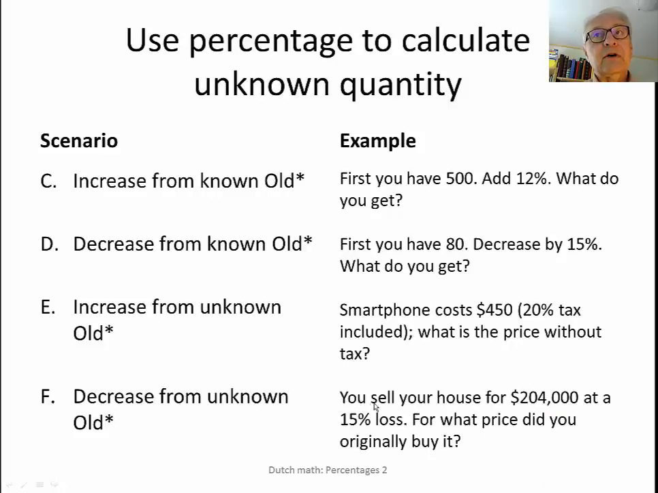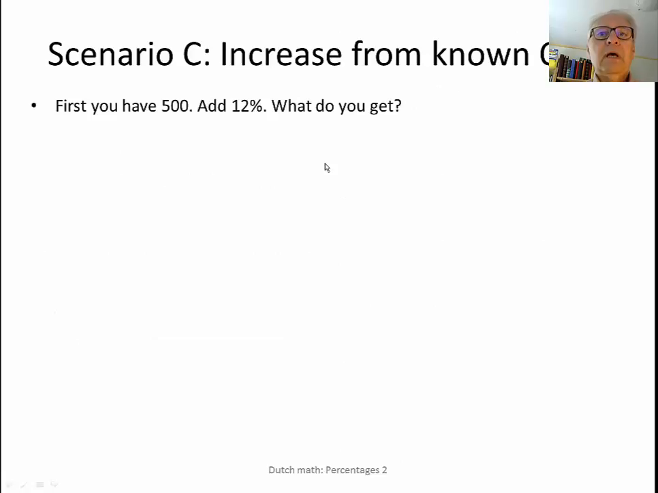And then you have got, of course, the other way around, that you decrease the result. Here you have bought a house for an unknown amount. You sell it for $204,000 and you do it at a loss of 15%. But the question is, from which amount should I take 15%? Not from $204,000.